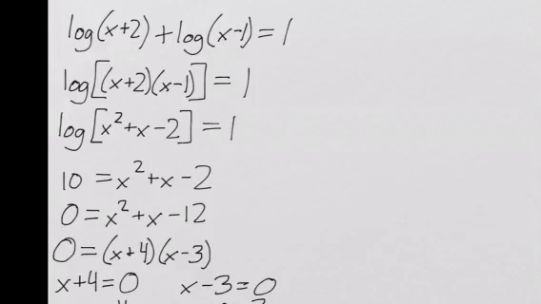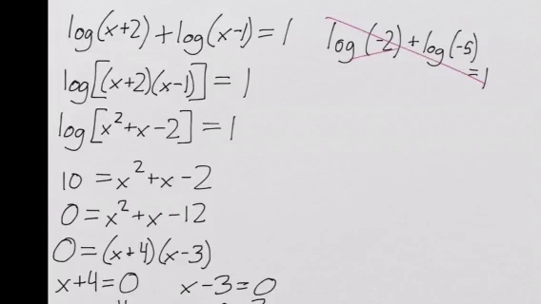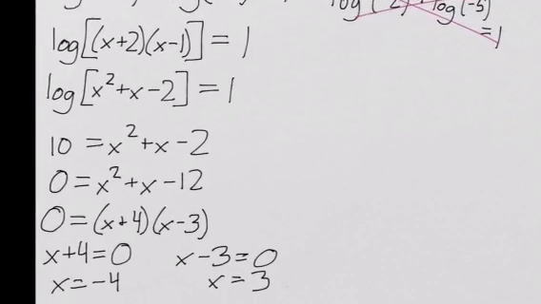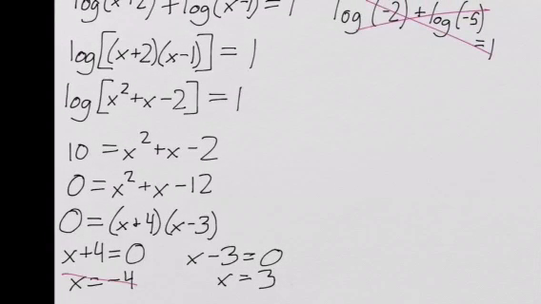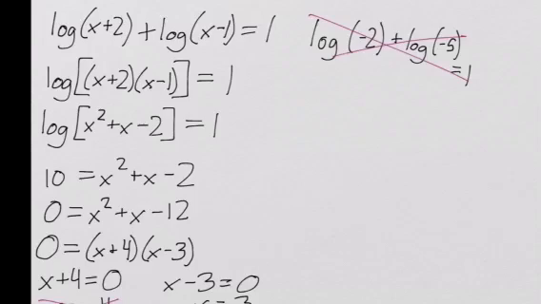So, if x equals negative 4, then our original equation becomes log of negative 2 plus log of negative 5 is equal to 1. Well, we can't take the log of a negative number, so that's not going to work. So we come down here, we can eliminate negative 4.